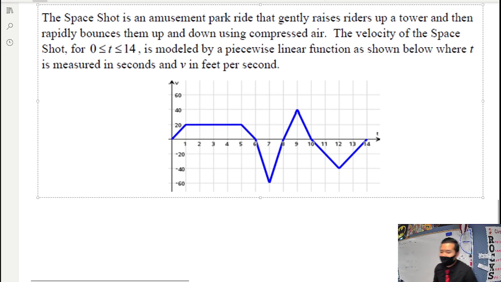The Space Shot is an amusement park ride that gently raises riders up a tower and then rapidly bounces them up and down using compressed air. The velocity of the Space Shot for 0 ≤ t ≤ 14 is modeled by this piecewise linear function shown below, where t is measured in seconds and v is measured in feet per second.